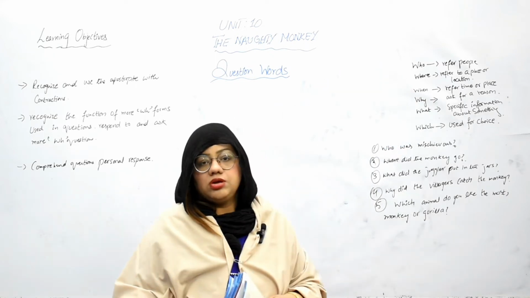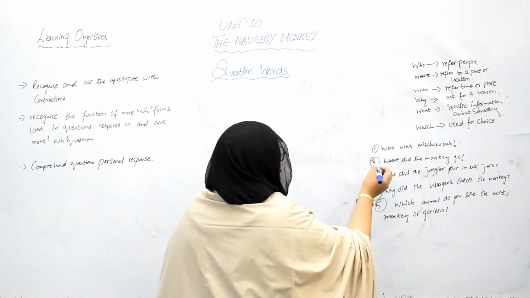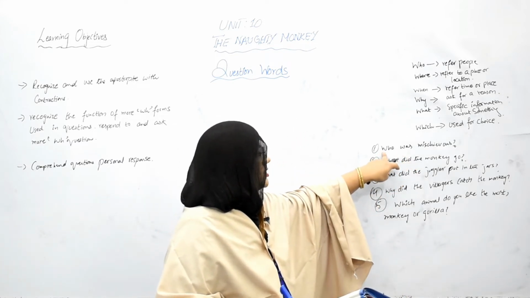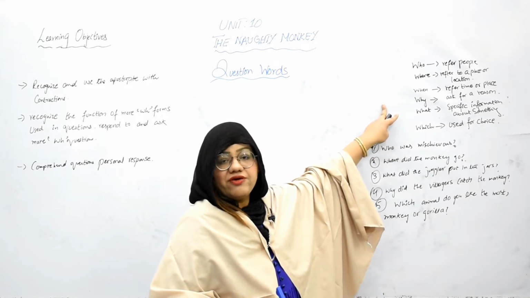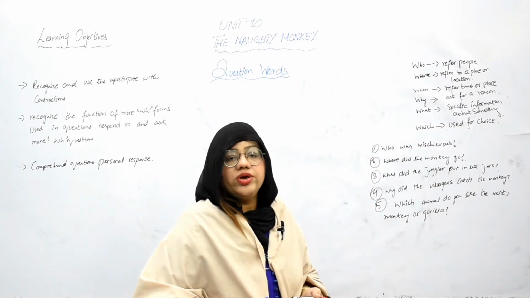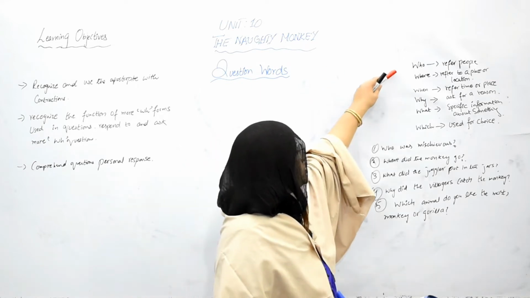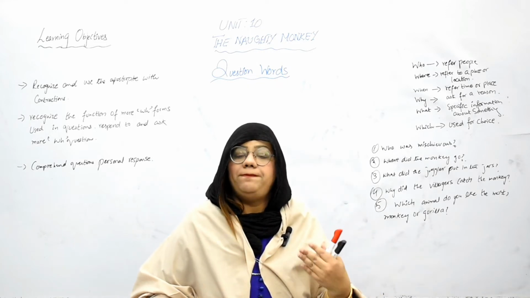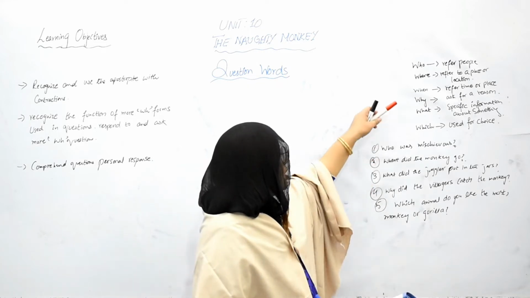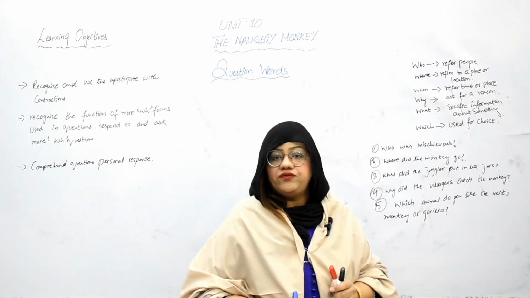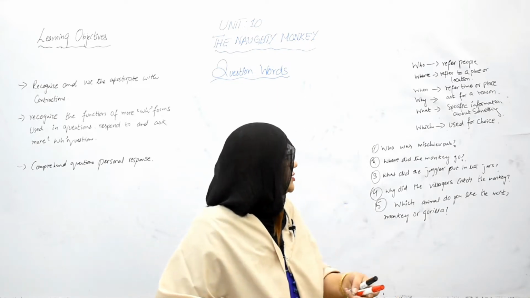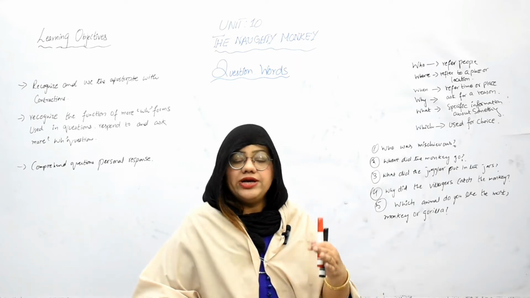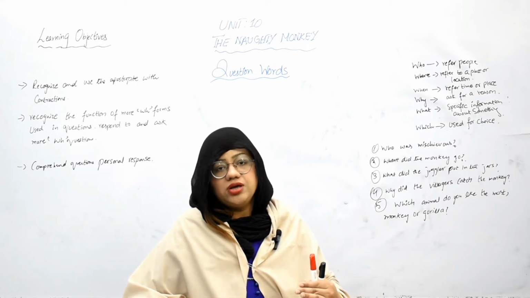Who was mischievous? See this one. Who is a question word that refers to people. Where is always used to refer to a place or a location. When is always used to refer to time. Why is always asked for a reason. Why is always used whenever you ask for a reason.